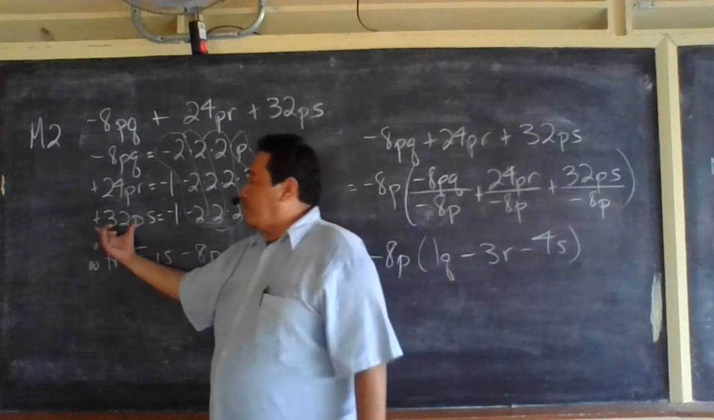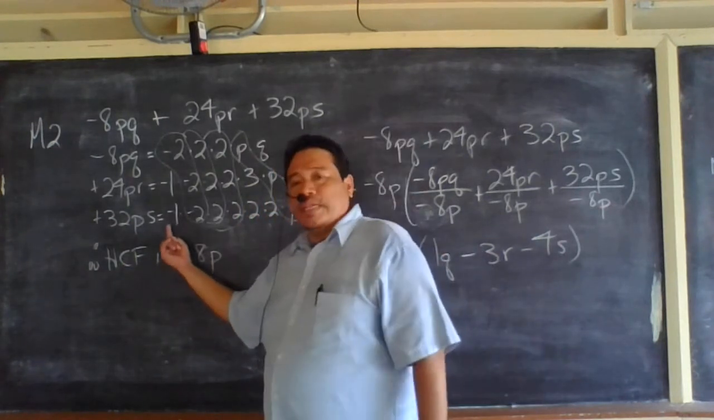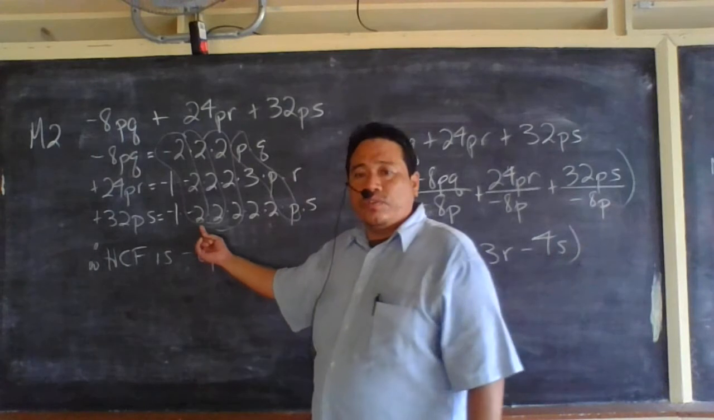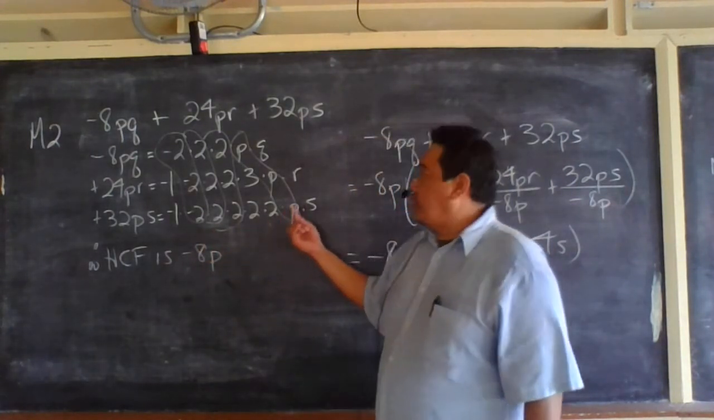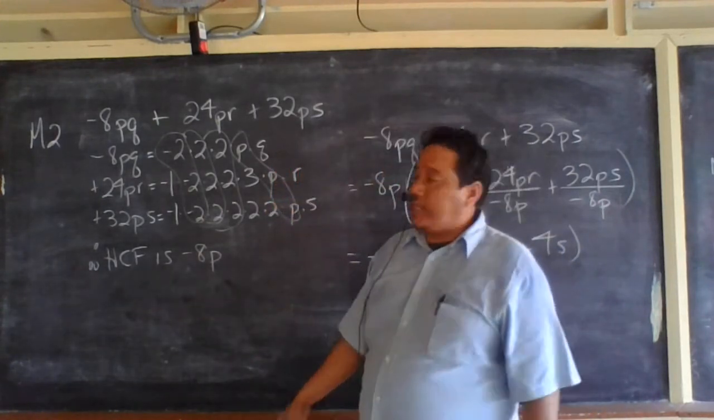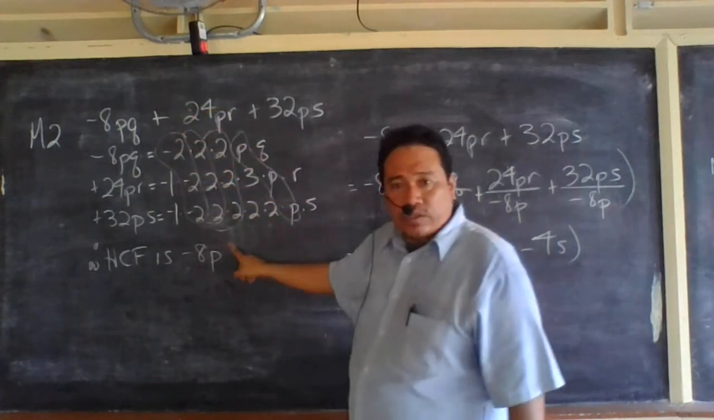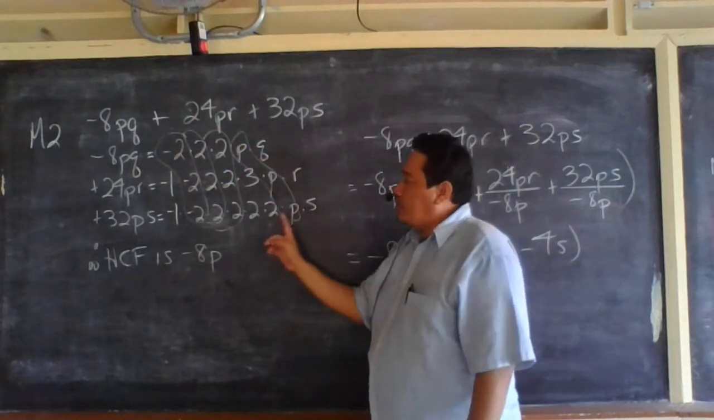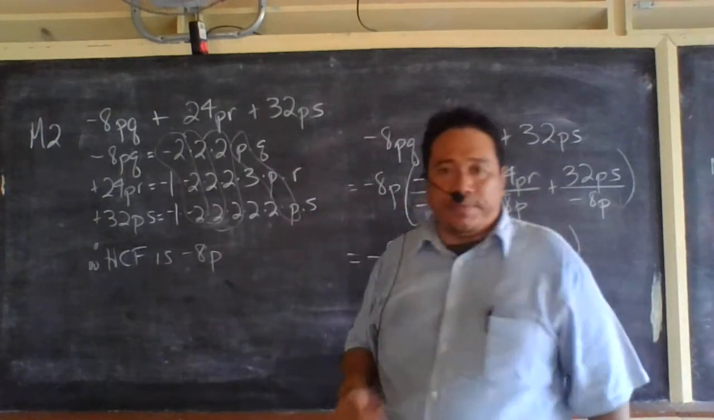Similarly, positive 32PS, we're going to do the same thing. So we'll start with a negative 1 times the negative 2 times 2 times 2 times 2 times P times S. So in this case, the negative 2 is common, then the 2 and the other 2, as well as the P. So the HCF is negative 8P.